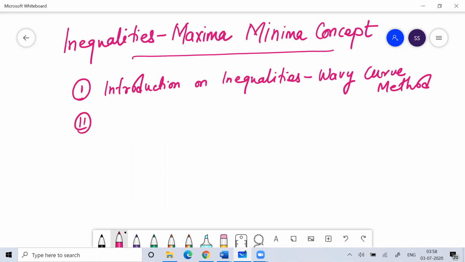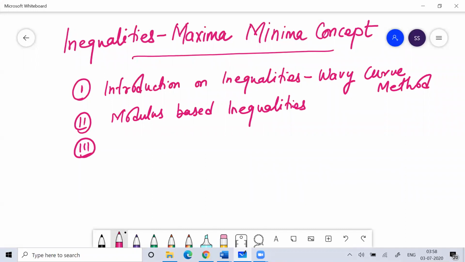Then we discussed the cases in algebra on inequalities where we have problems on modulus. The modulus-based inequalities problems we did in the second session, and today in the third session I'll talk about the concept of maxima and minima on inequalities.